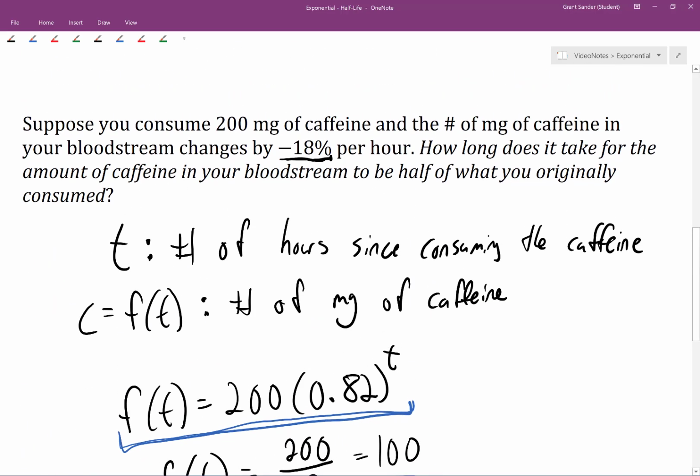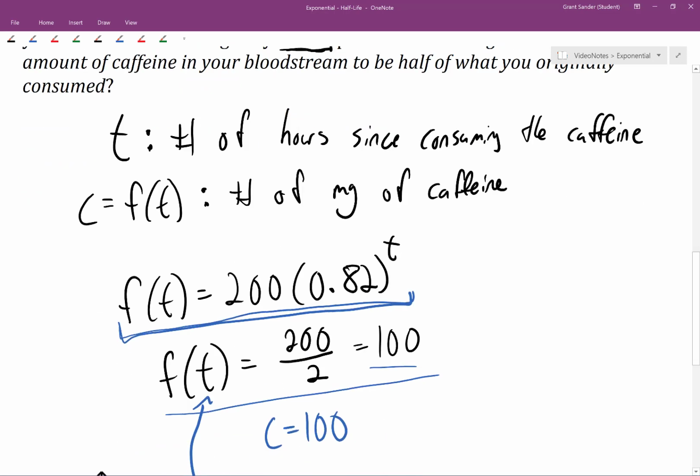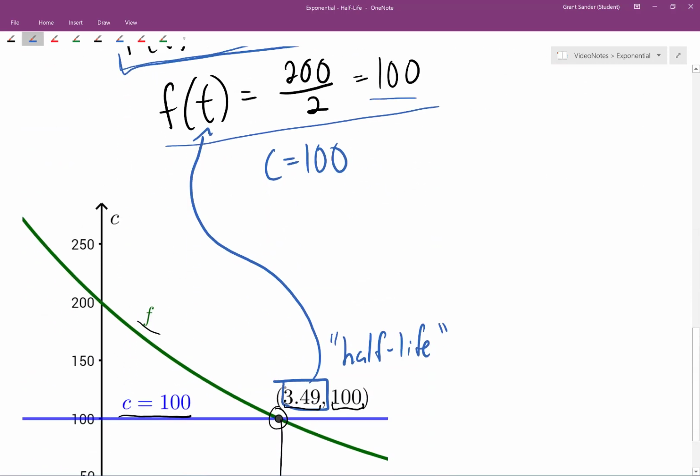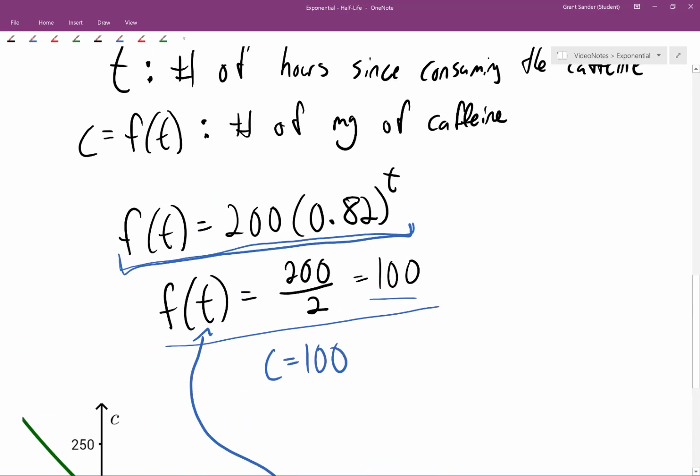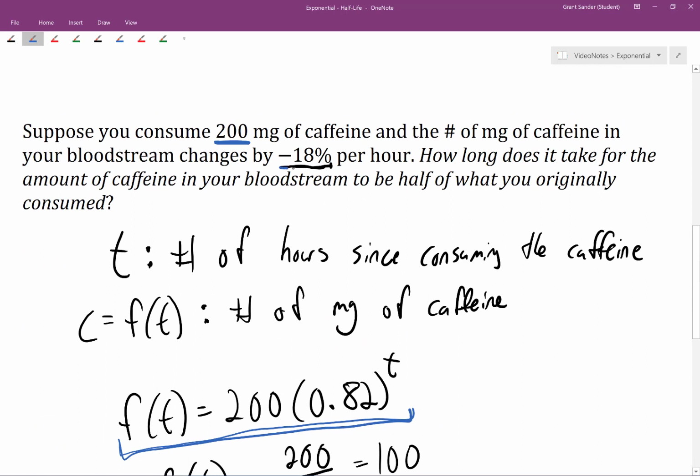An interesting artifact of exponential decay is it doesn't matter how many original milligrams of caffeine we consume. We could have consumed 500 milligrams, or 600, or 8 milligrams. No matter how many milligrams of caffeine we consume, the half-life for the caffeine will always be 3.49. And so this half-life in this case was not dependent upon how many milligrams of caffeine we consume. It's dependent upon the percent change or the 1 hour growth factor.